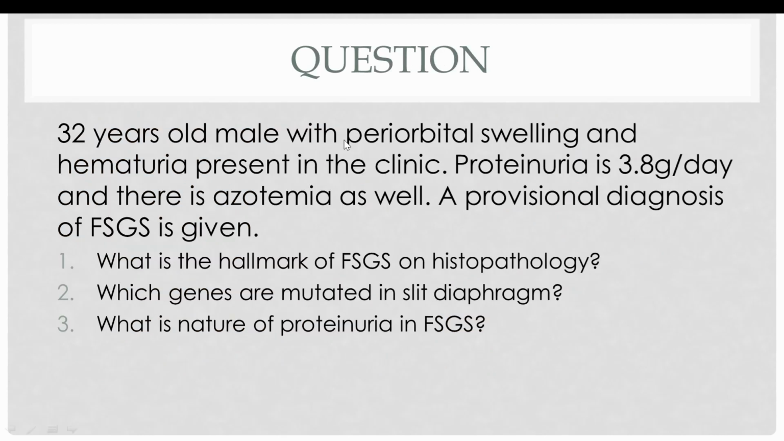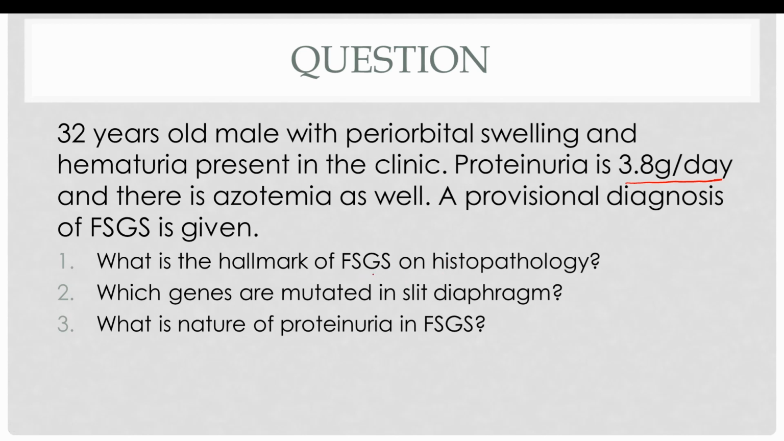So a 32 years old male with the periorbital swelling and hematuria presents in the clinic. Proteinuria is 3.8 grams per day, which is of nephrotic range, and there is azotemia as well. A provisional diagnosis of FSGS is given. What is the hallmark of FSGS on histopathology?